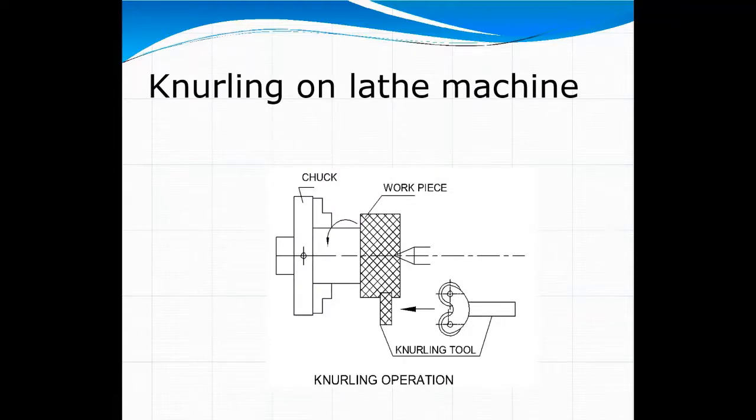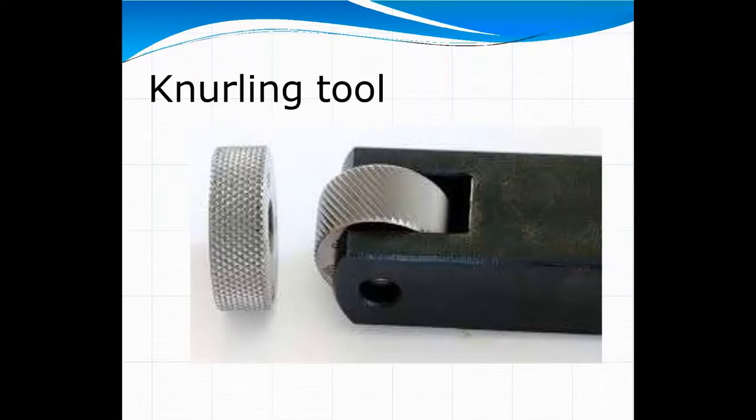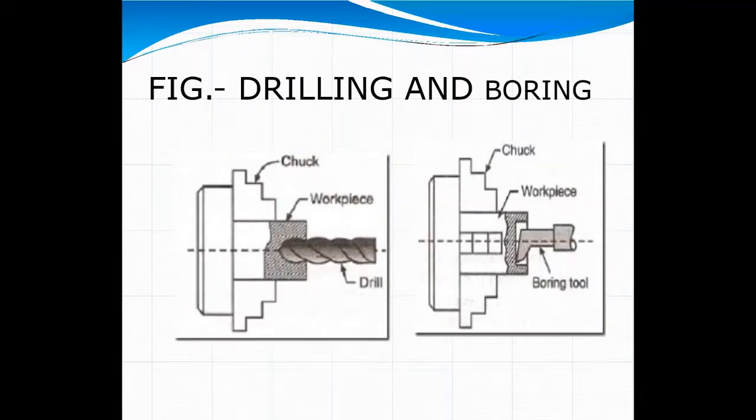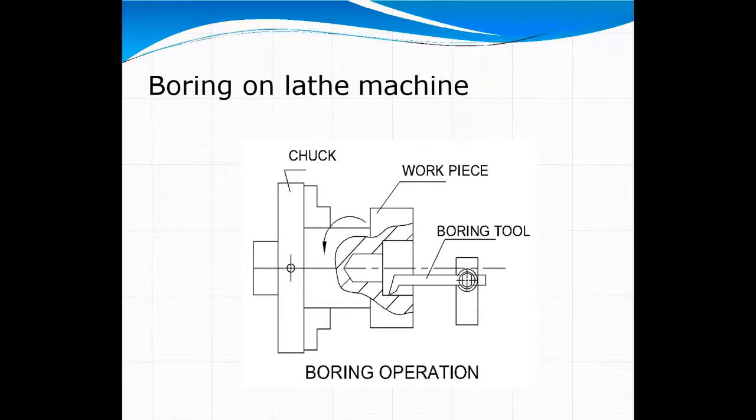So next operation with the help of the lathe machine is knurling. So knurling is used to give grip to the hand holding the job. So normally knurling is done with the help of the knurling tool. So as per our requirement of the shape of the knurling, we can use different rollers. So next operation is drilling and boring. Actually, boring is nothing but enlarging the drilled hole.